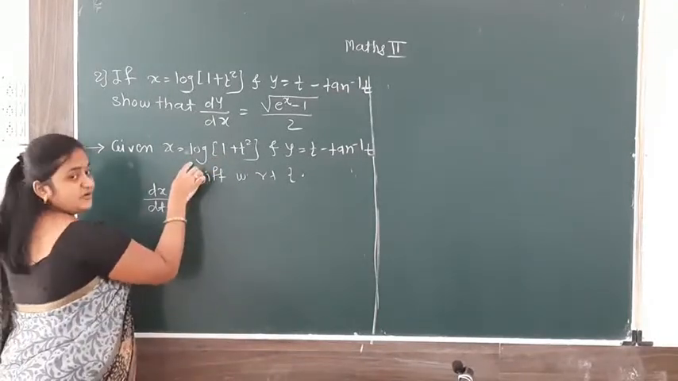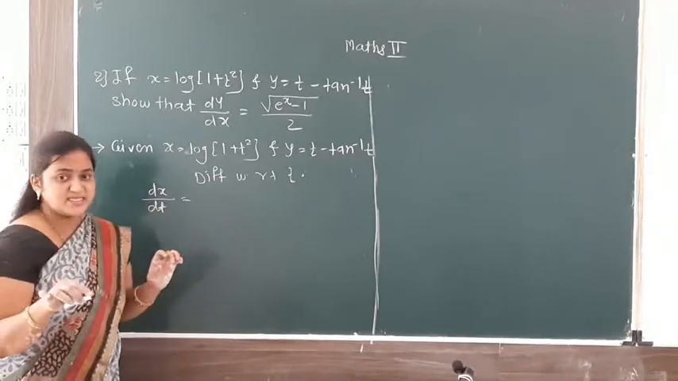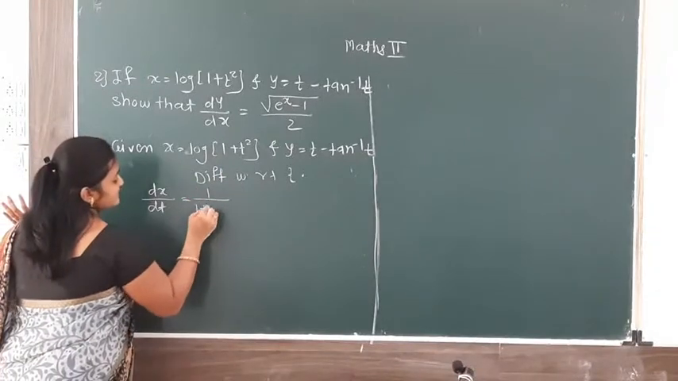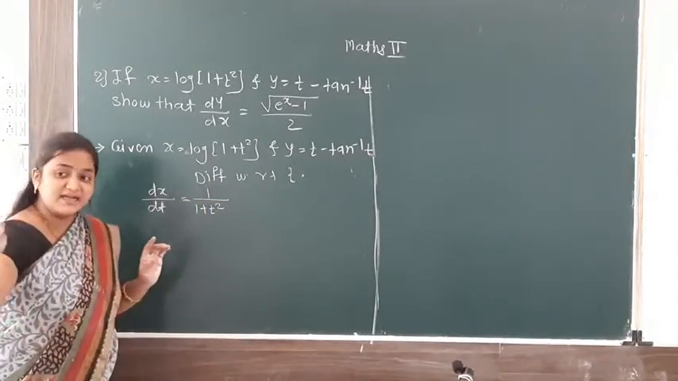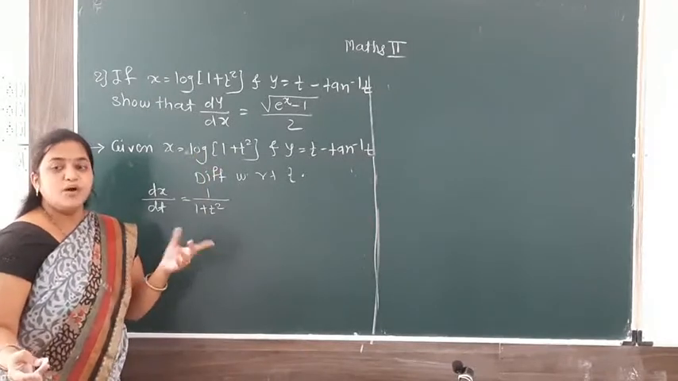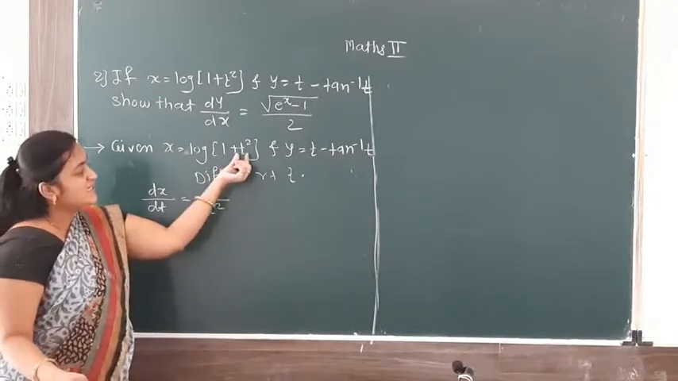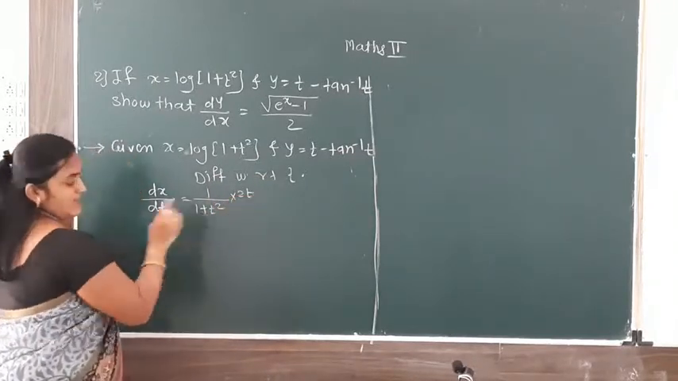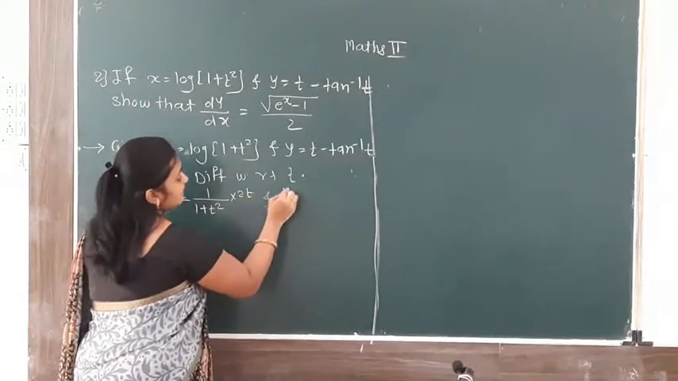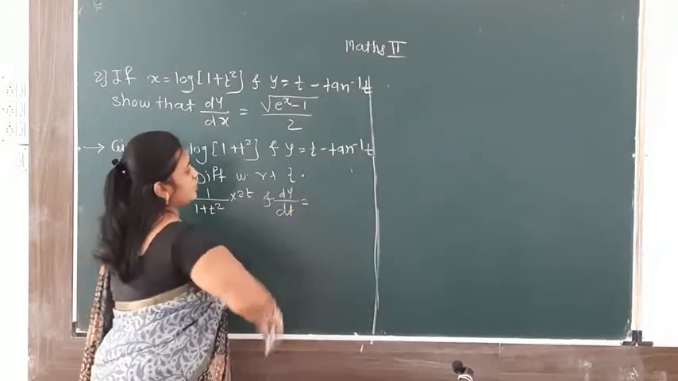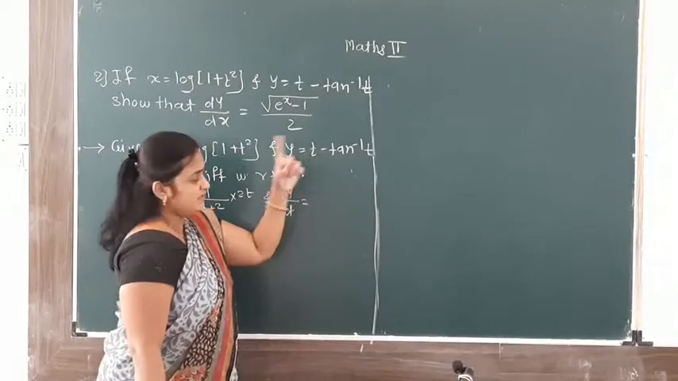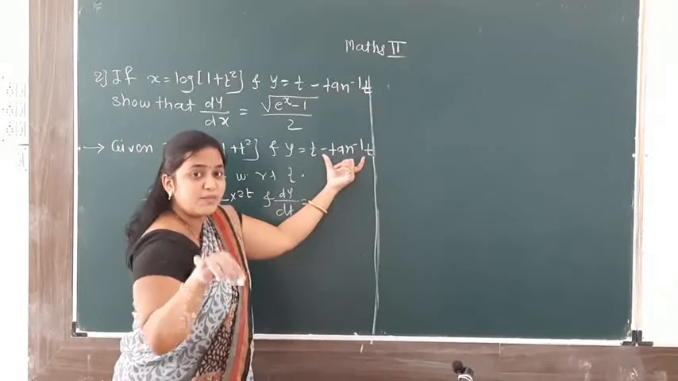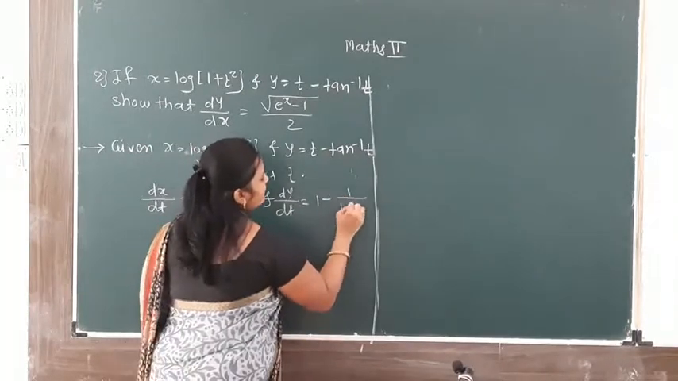What is the derivative of log x, which is 1 upon x. So the derivative of log of 1 plus t square is 1 upon 1 plus t square, and again the derivative of 1 plus t square. The derivative of 1 is 0, and the derivative of t square is 2t. So your answer is 2t divided by 1 plus t square. And dy by dt is equal to the derivative of t with respect to t, which is 1, minus the derivative of tan inverse of t, which is 1 upon 1 plus t square.